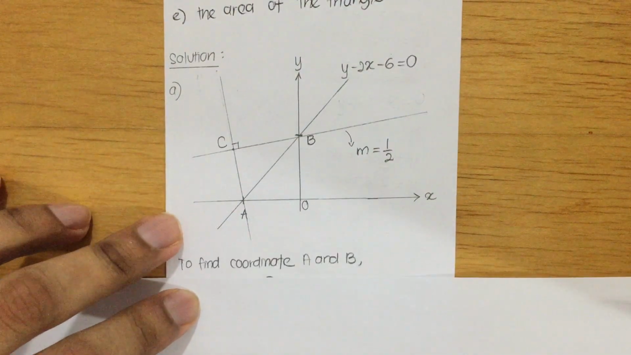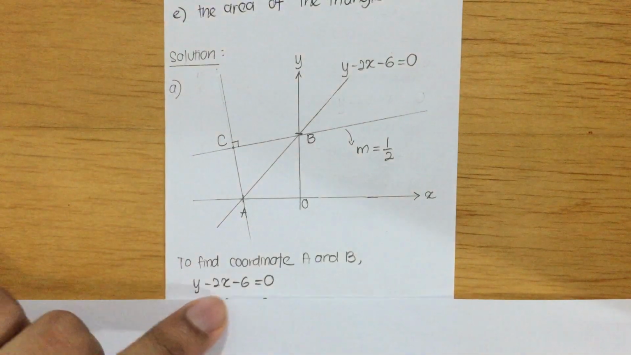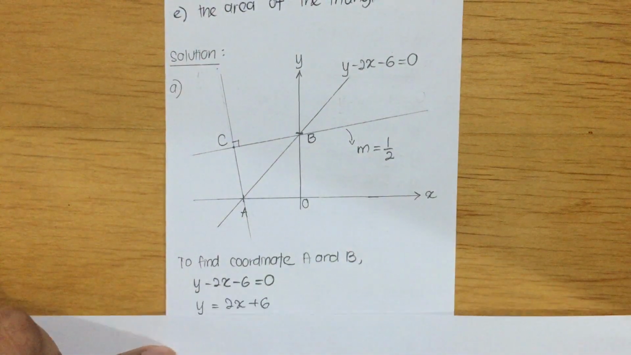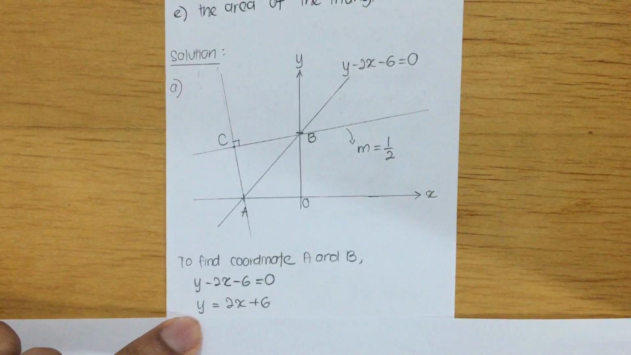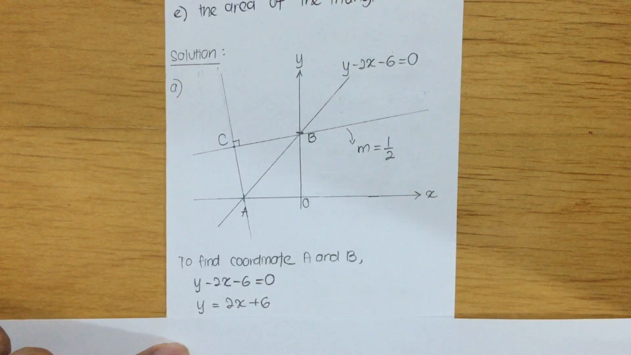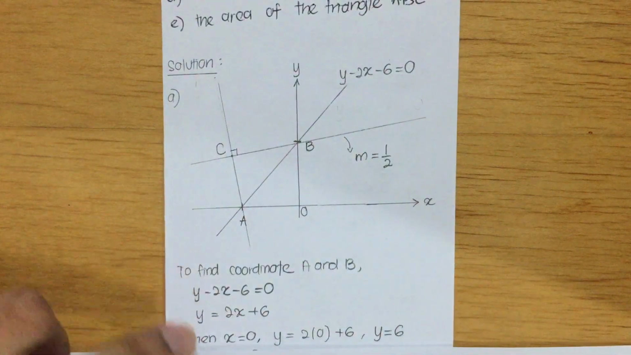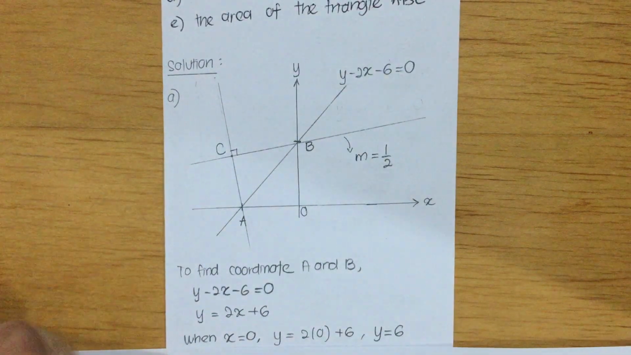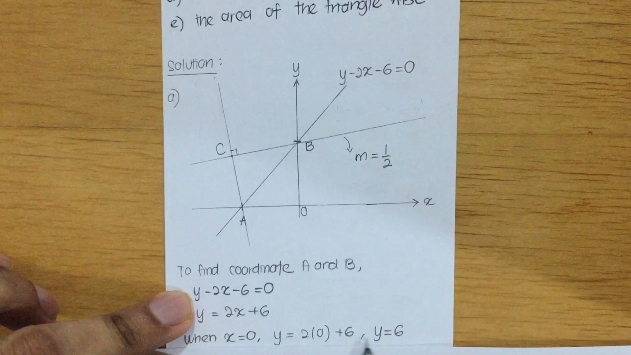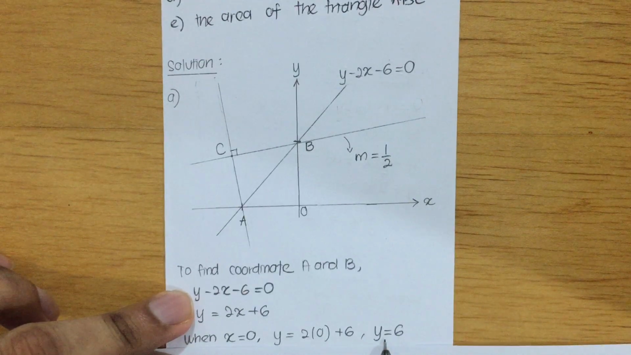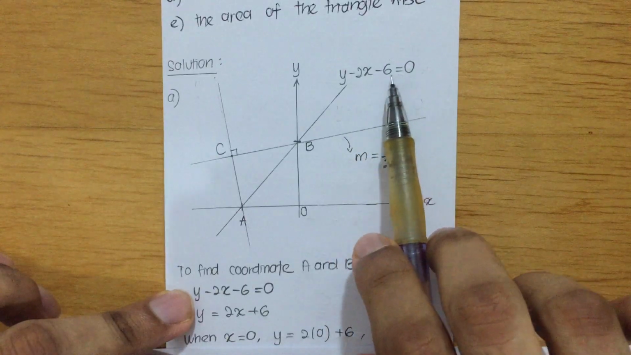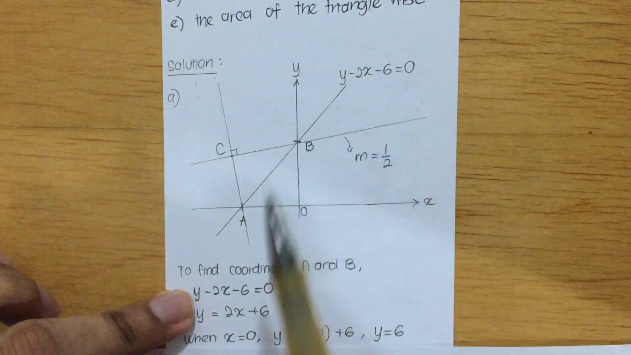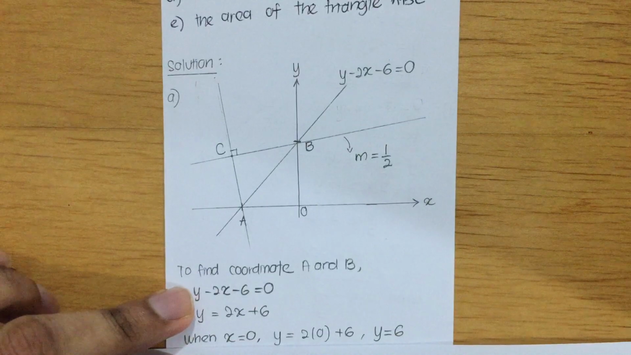So to find coordinate A and B, y minus 2x minus 6 equals 0. I've changed this into an equation form with y in terms of x. And then when x equals to 0, you get your y is equals to 2 times 0 plus 6, you get your y is equals to 6. Or you can just straight get y equals to 2x plus 6. You can use the 6 value directly. So it's up to you guys.